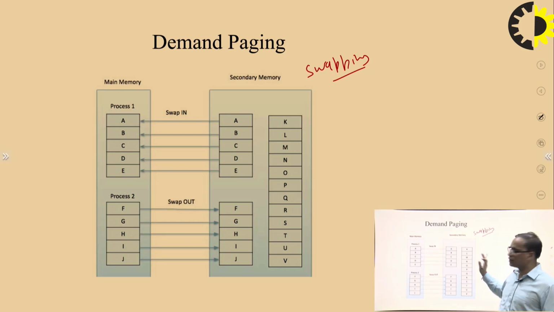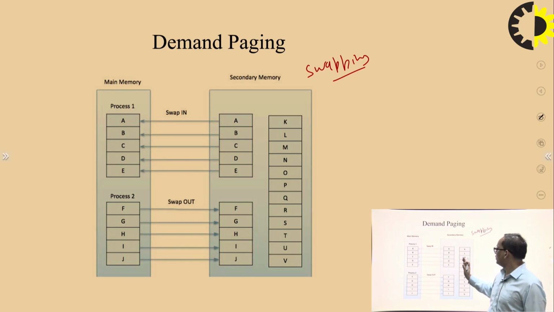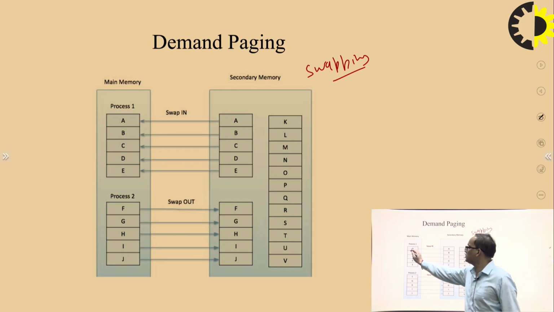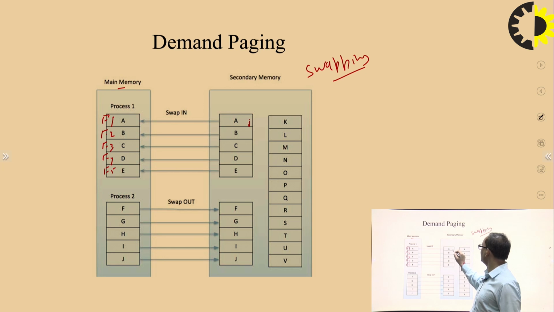This is our secondary storage, the hard disk, and this is our main memory. This is secondary storage, logical memory. Here the pages are divided, and this page will be loaded into this frame. So this division is frame 1, frame 2, frame 3, frame 4, frame 5. Now this is logical memory: page 1, page 2, page 3, page 4, page 5. Page 1 is loaded into frame 1, page 2 into frame 2.